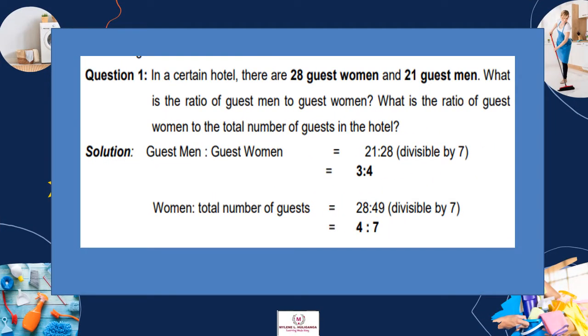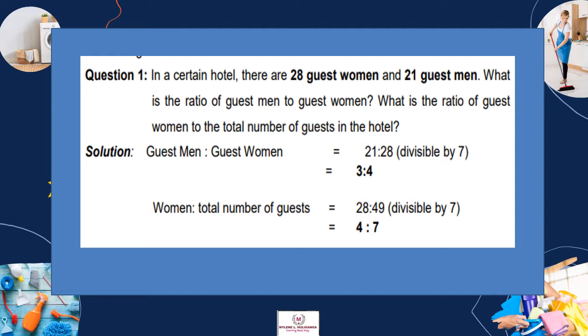Here is an example of ratio. Question number 1. In a certain hotel, there are 28 guest women and 21 guest men. What is the ratio of guest men to guest women? What is the ratio of guest women to the total number of guests in the hotel?